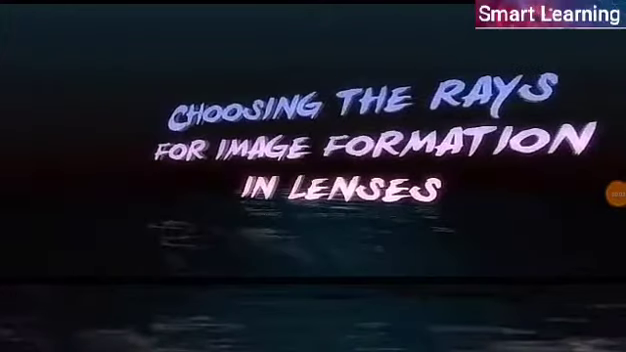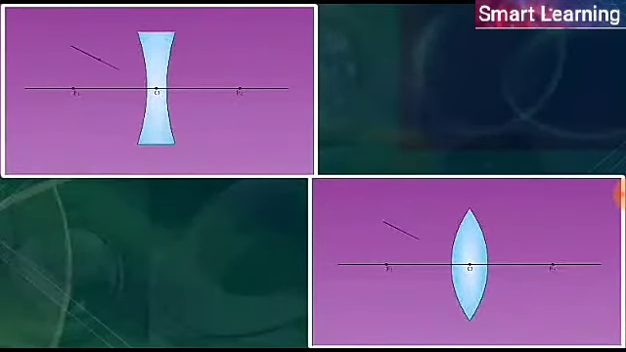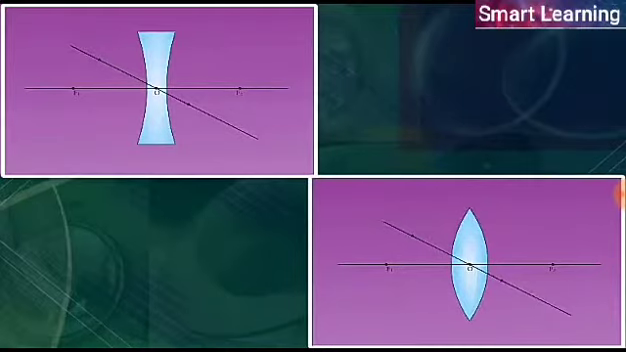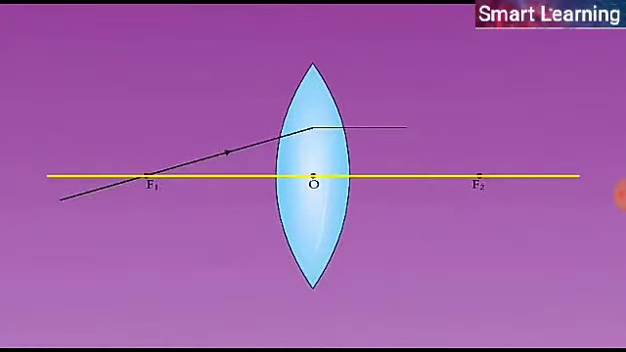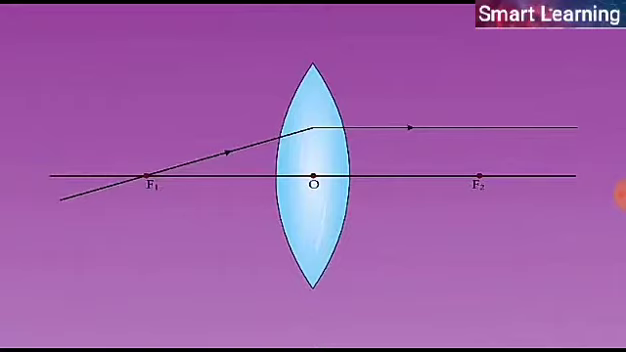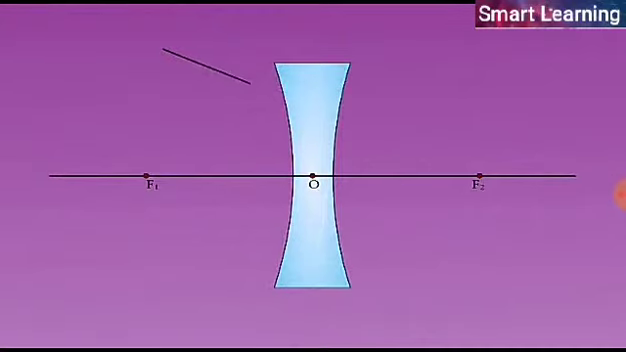Choosing the rays for image formation in lenses. Ray passing through optical center of the lens passes straight after refraction through the lens without any deviation. Ray passing through first principal focus of the convex lens, incident on the lens, becomes parallel to the principal axis of the lens after refraction. In case of concave lens, a ray of light appearing to meet at the principal focus of a concave lens will, after refraction, emerge parallel to the principal axis.